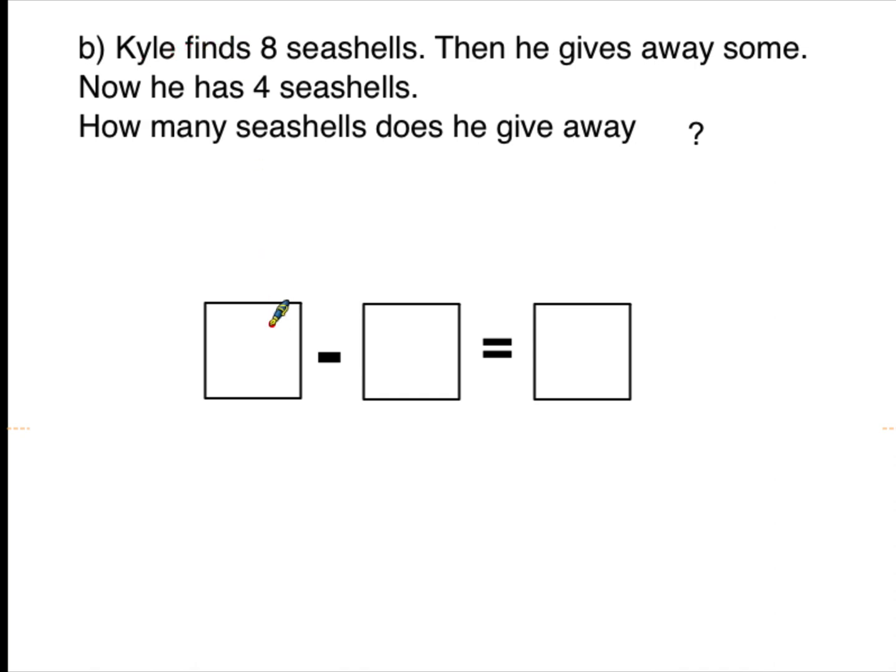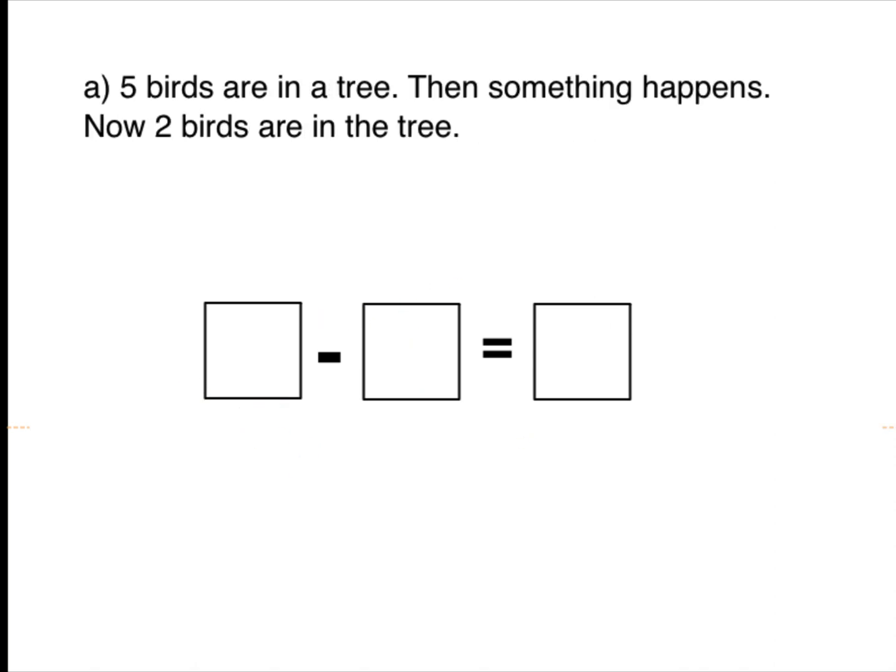Kyle finds 8 seashells. He gives away some. Now he has 4. How many seashells does he give away? Grade 1, you should know that this is a double. 8 take away 4 equals 4. If you don't remember that it's a double, you can always grab the 8, count backwards 4, grab the 4, count up to the 8.